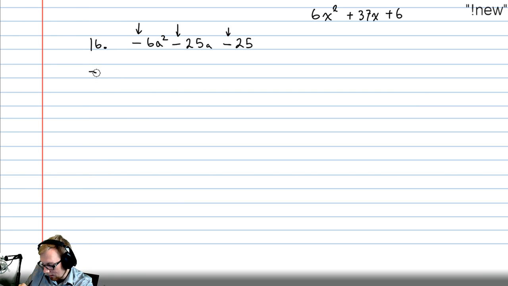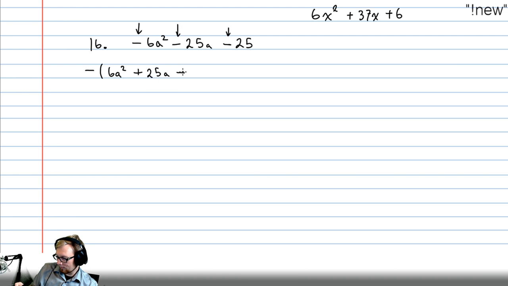The reason why I'm telling you to take out a negative is because it'll be easier for you to think about the solution after the fact. So if you take out a negative, what do you get? Negative parentheses 6a plus 25a plus 25. Right? Yep.